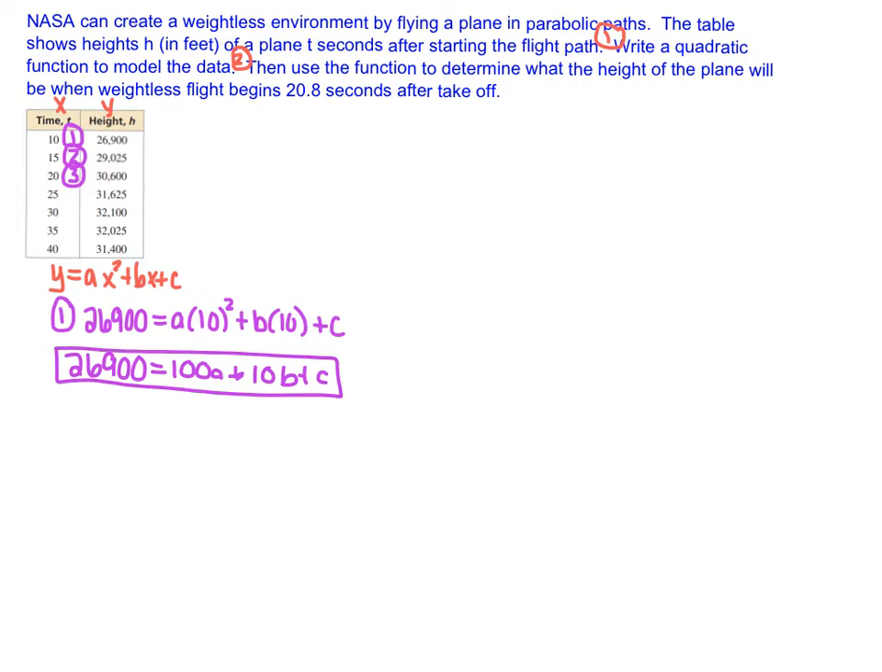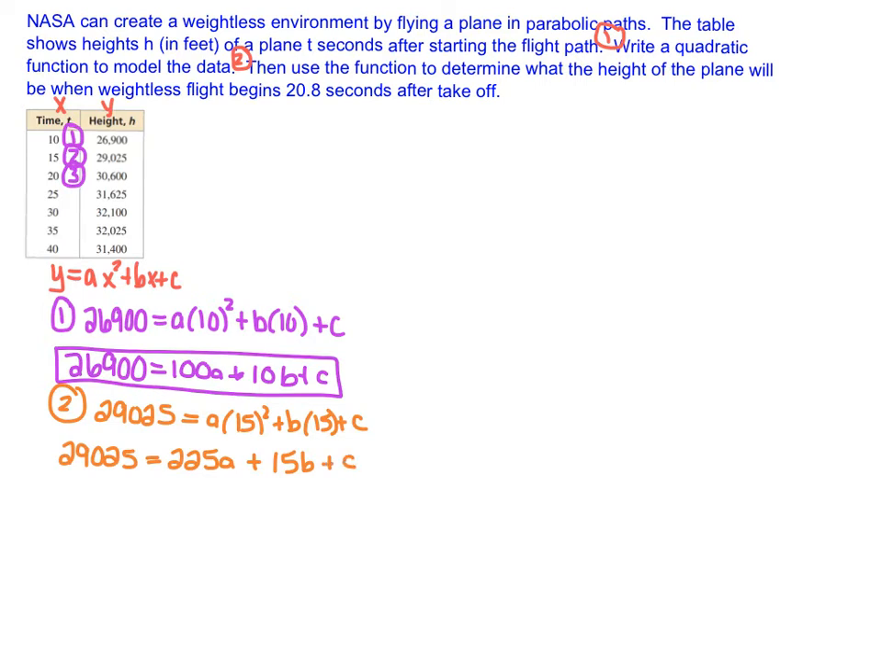Then from here, I'm going to do point 2. So we have 29,025 is equal to a times 15 squared plus b times 15 plus c. So that becomes 29,025 is equal to 15 squared is 225a plus 15b plus c. So there's my second equation.